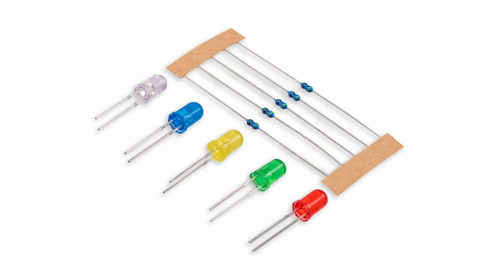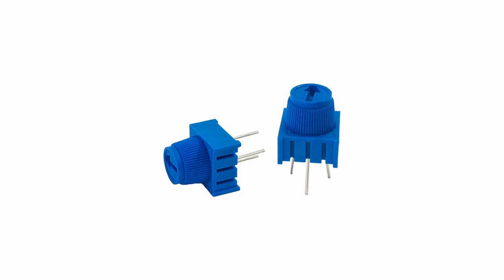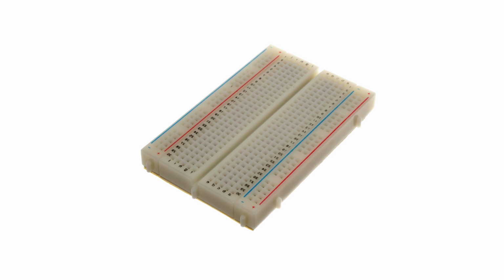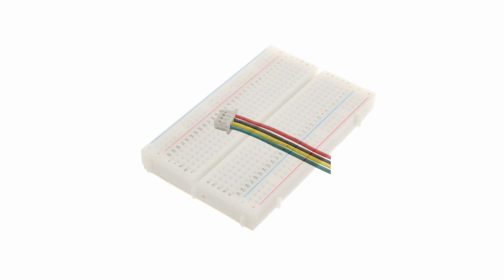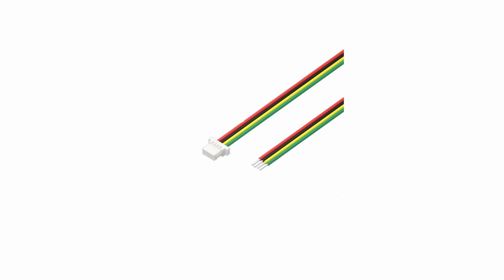External components: a couple of LEDs with series resistors, a buzzer, a potentiometer, a breadboard and a set of connecting wires. Connectors for the display module: a 4-pin female 1.25mm pitched connector, a 4-pin female 1mm pitched connector.